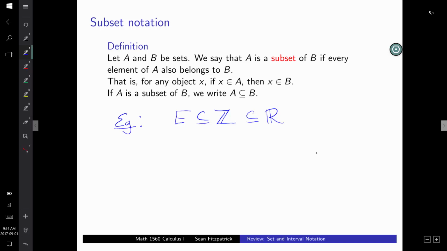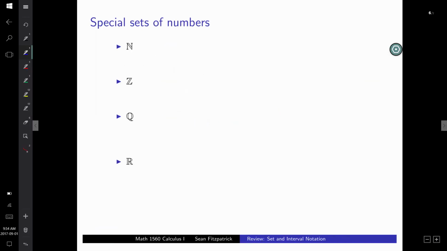And that brings us to more notation. Sorry, guys. I forgot what order my slides were in. Okay, special sets of numbers. N. What is N? N is the set of natural numbers: 1, 2, 3, 4, and so on. So these are the so-called natural numbers.